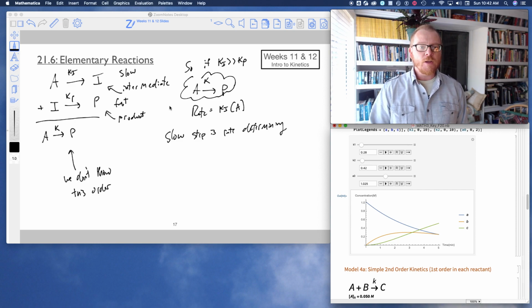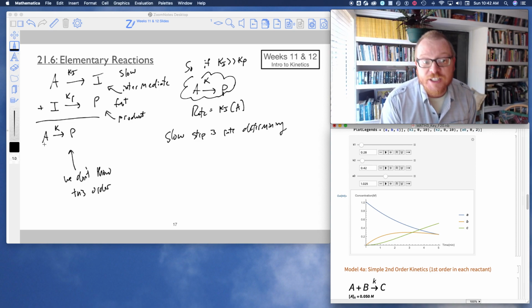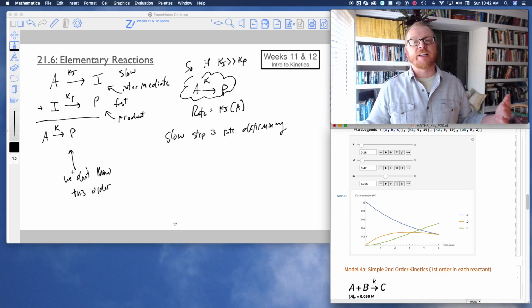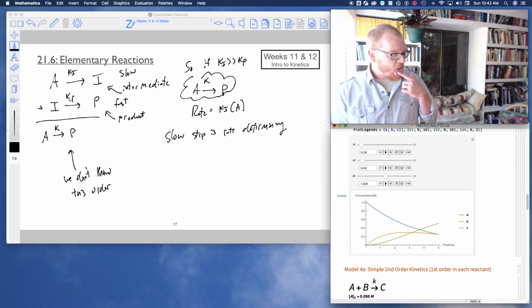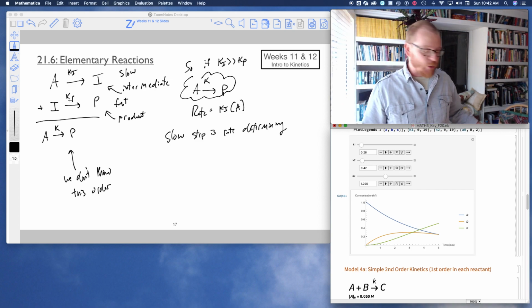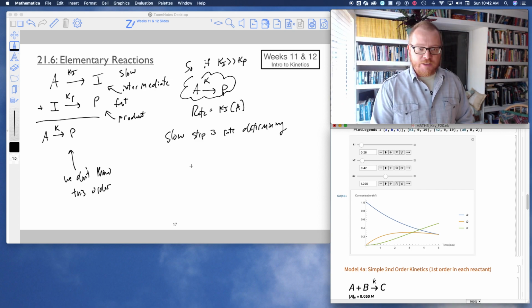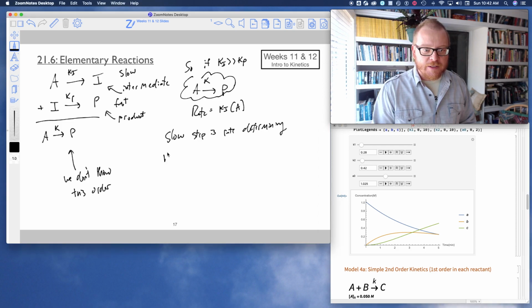Okay? So we can only look at the total reaction and say what the order is if we can definitively say what the rate determining step is. If we can't definitively say what the rate determining step is, then we can't just simply look at a reaction and use the stoichiometry to give us the reaction order. But definitely in the elementary steps, all elementary steps, the reaction order is the stoichiometry. And we have names for all of those things, okay?